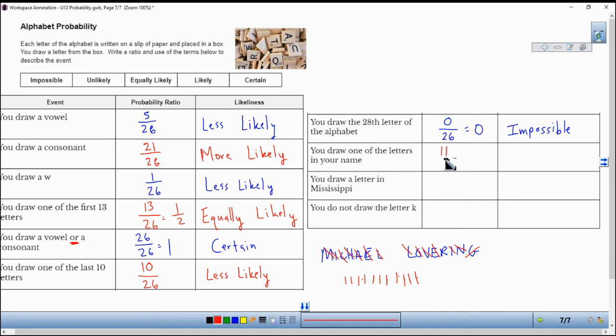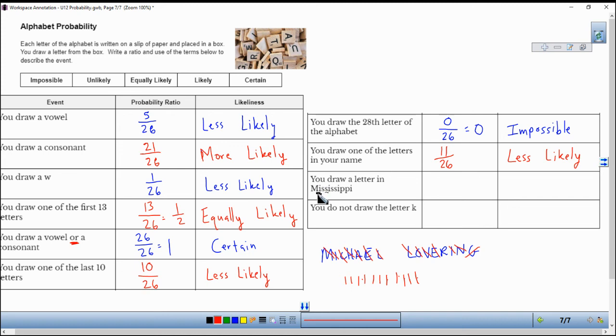If I included my middle name, it probably might still be, no, I'd have 12. But even if I included my middle name, I'd still only have 12. This is less than half, so this would be less likely for me to pull out a letter from my name. So it's not, again, not impossible. It's closer to equally likely, but a little less likely.